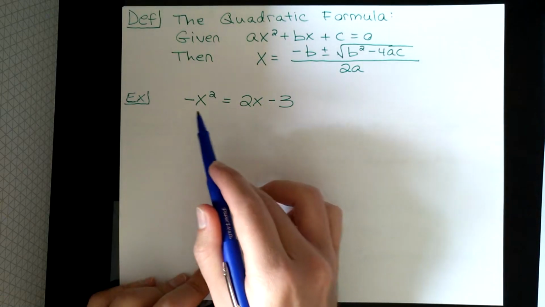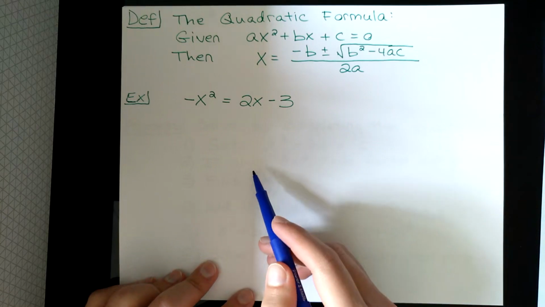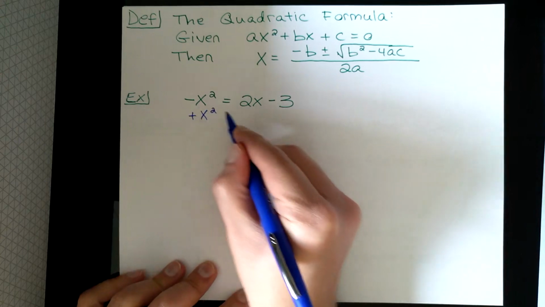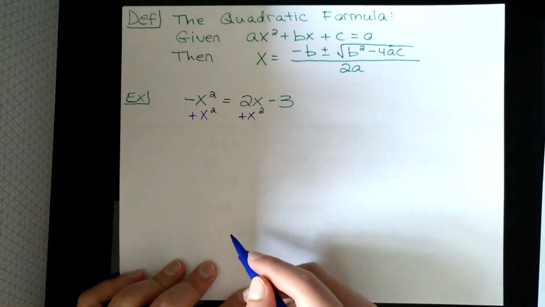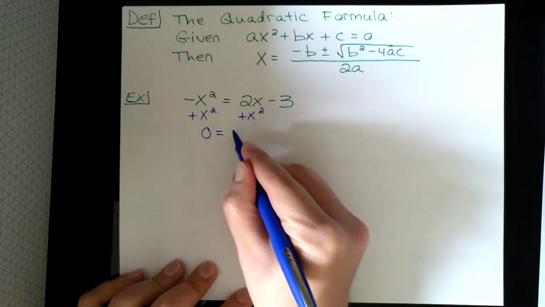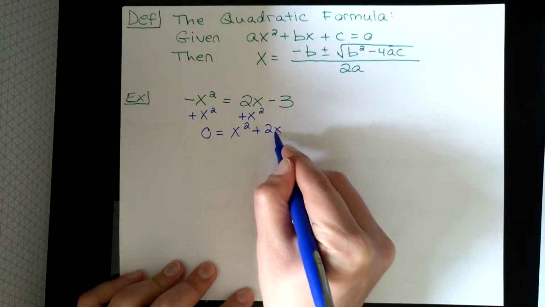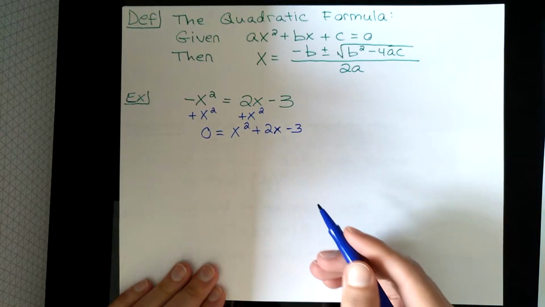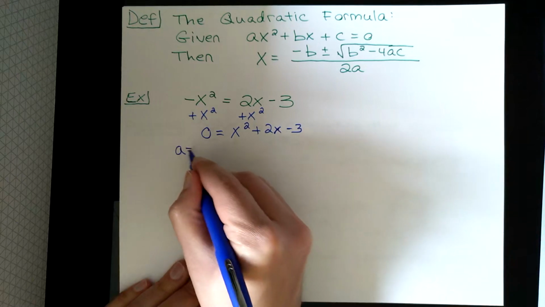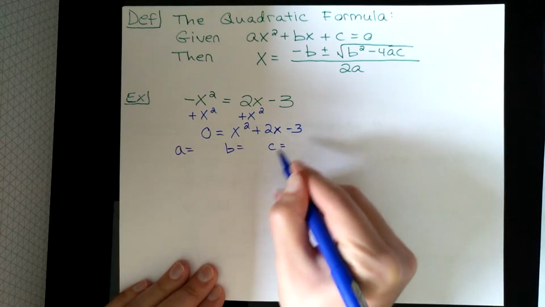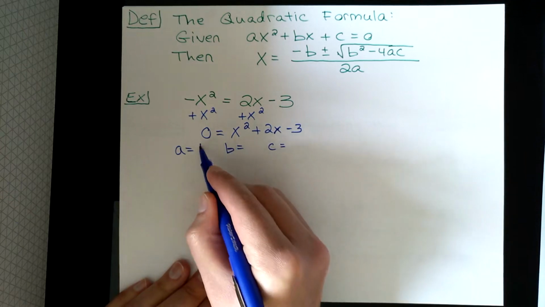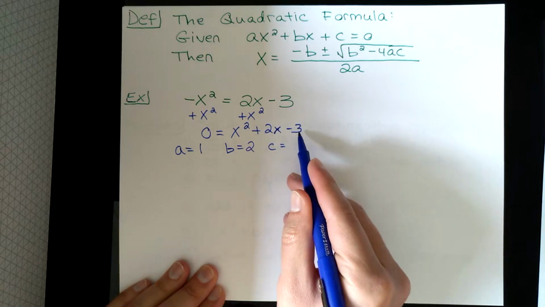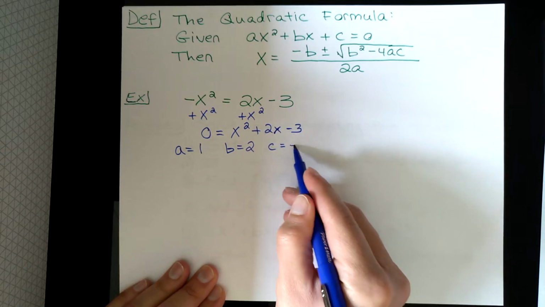So, working on this problem, -x squared equals 2x minus 3. To start it off, we have to get one side equal to 0, so we will add x squared to each side, which gives us 0 equals x squared plus 2x minus 3. We now need to know what a, b, and c are. A is the number in front of x squared, which is 1. b is the number in front of x, which is 2, and c is the number by itself, the constant, which is -3.